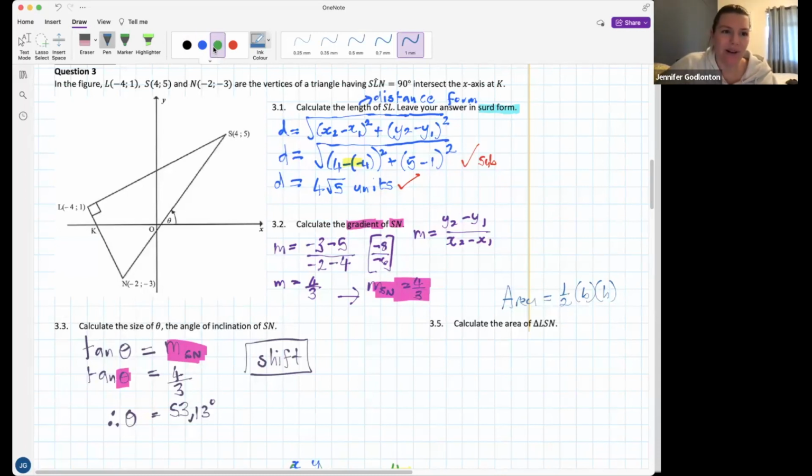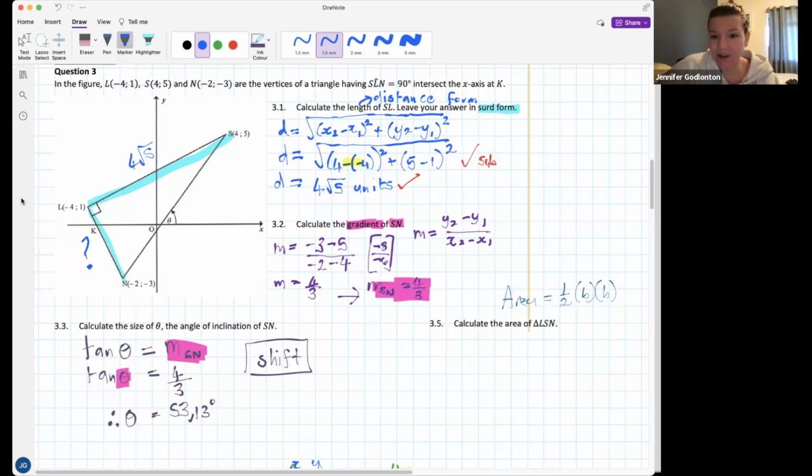Okay, so if we look at our picture, we've got our two lines that are perpendicular to each other. It doesn't matter which one's your base and which one's your height, as long as it's the two lines that are perpendicular. Okay, we already know some things. So we know that SL is 4 root 5, because we worked that out in question 3.1. So now we need to work out LN. Everything you need is on the board. There is nothing you don't have that's on the board.